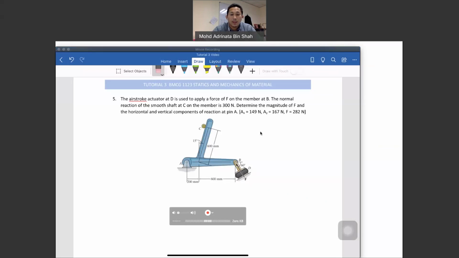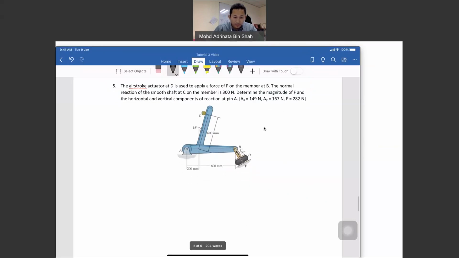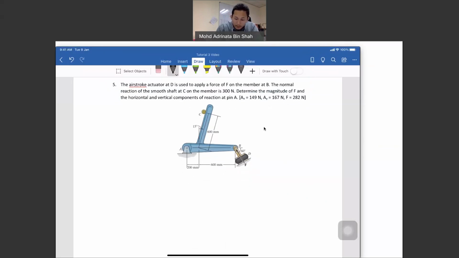Next, have a look at question number 5. The S-stroke actuator at D is used to apply force F. So this is what we need to look at on the member at B. So this is F at B.